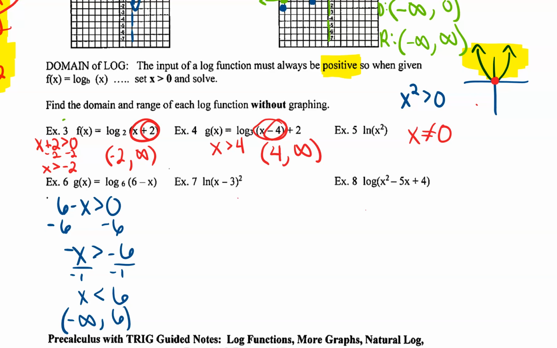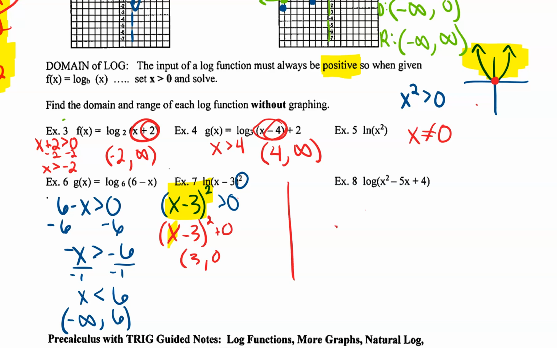The next one is another weird one because we have a squared. I'm going to write this as x minus 3 squared has to be greater than 0. I'm going to graph this one again. Remember, this here is a parabola, and it's in vertex form. This is a vertex of x minus 3 squared plus 0. This is a vertex of 3, 0. So when I graph this, the vertex is 3, 0.